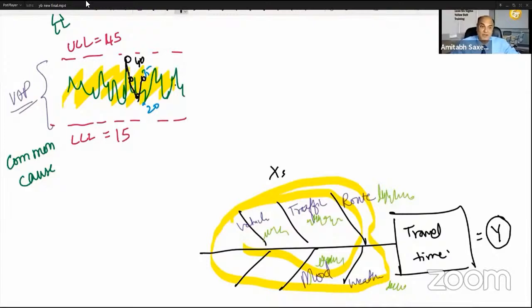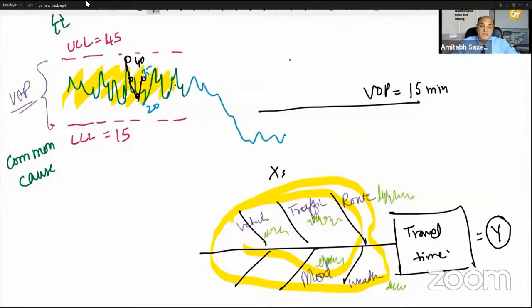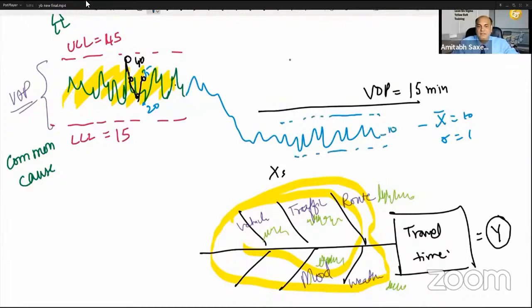There is another important voice. It is the voice of the customer. Here, the customer is my boss. He says, don't take more than 15 minutes to travel. Okay. Now I can say, I need to change my whole process. I have to change my average traveling time to 10, standard deviation to 1. Can you give me the values now? 10 minutes, plus 1, 2, 3, 13 minutes, and minus 1, 2, 3, 7 minutes.